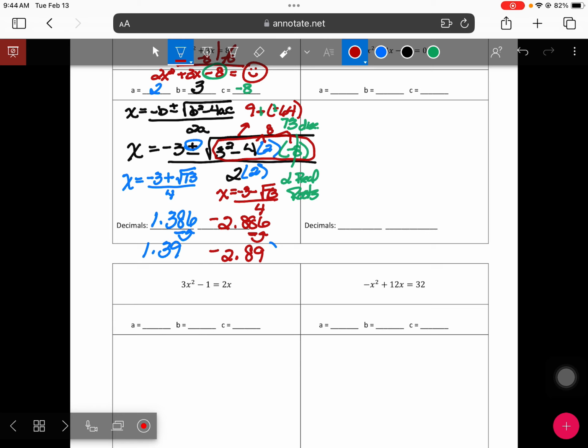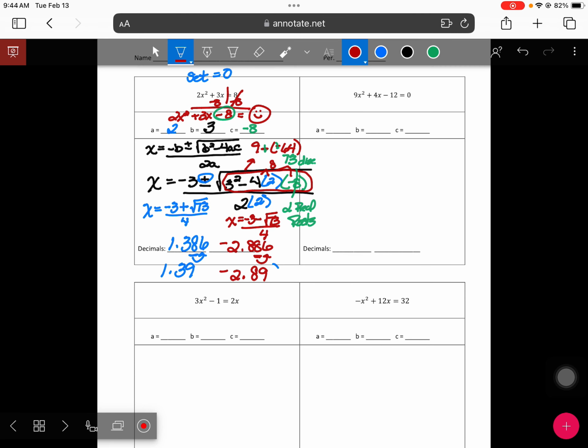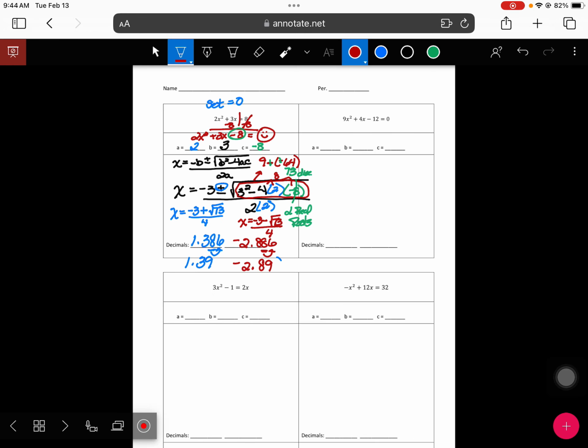Pardon? What do we do for a second one? Like since it's equal to 0. Since it's already equal to 0, it's A, B, and C, like it is. So it's already in standard form. And then you just do opposite B plus or minus that whole formula. So it would be nothing different. Nope. It'll be very similar.